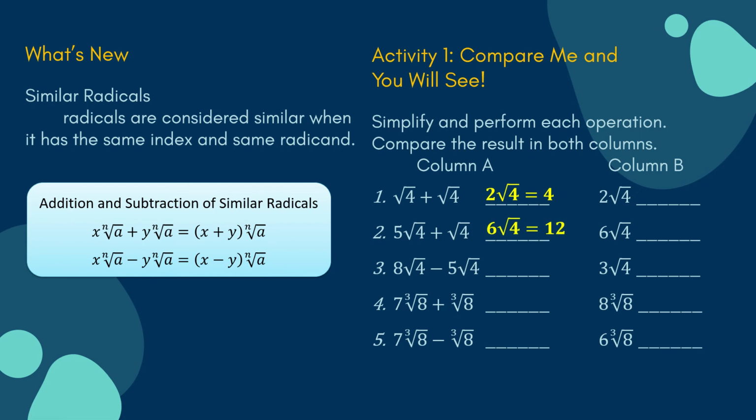Next. Number 2. 5 square root of 4 plus 1 square root of 4. So that is 6 square root of 4. Now square root of 4 is 2 times 6, 12. Next. 8 square root of 4 minus 5 square root of 4. 8 minus 5 is 3. Then square root of 4, copy. Square root of 4, 2. Times 3, 6.